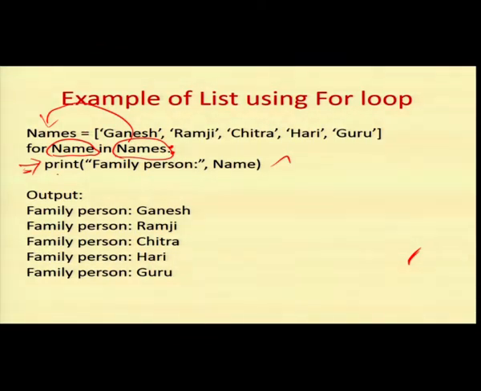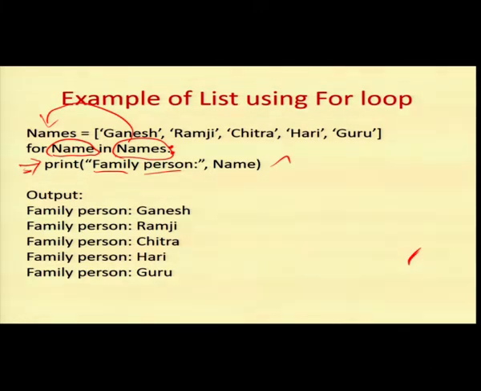So, print family person colon, close the quotes, comma, name. I have not given names, I have given only name. It is because it is this name. Names was for the list, name is for the for loop. So, name. What will be the output? It will print family person colon, what is the family name? Ganesh, Ramji, Chitra, Hari and Guru.